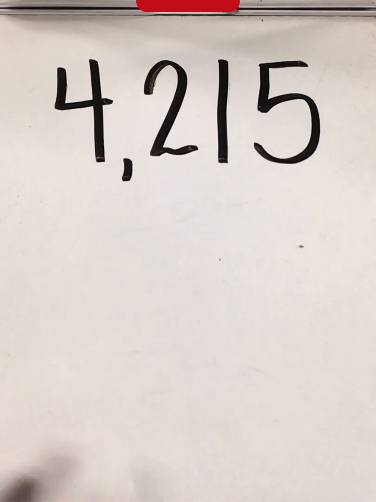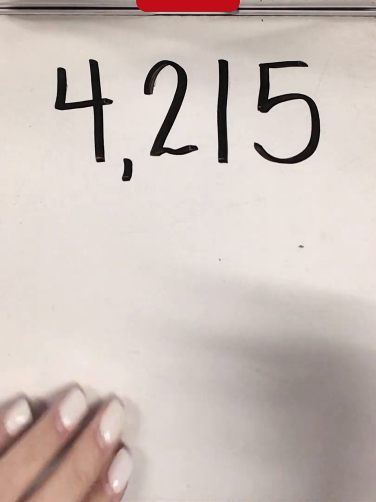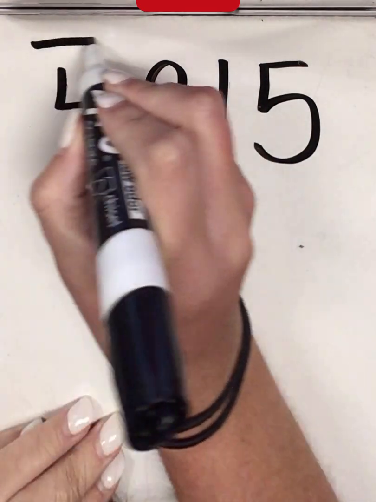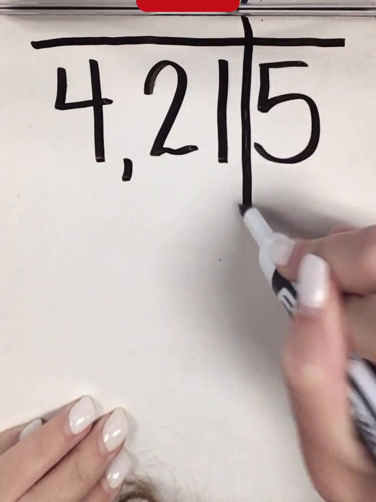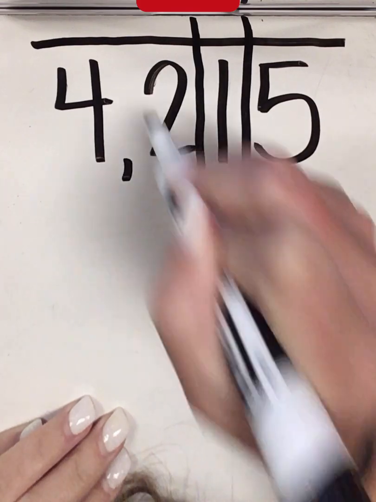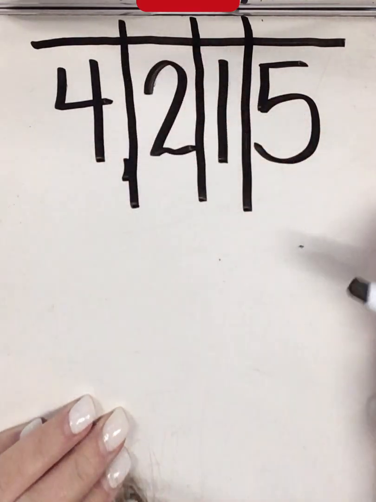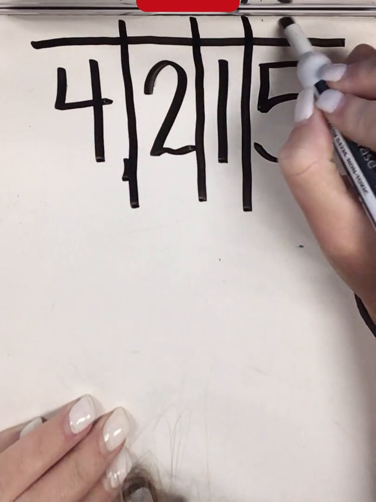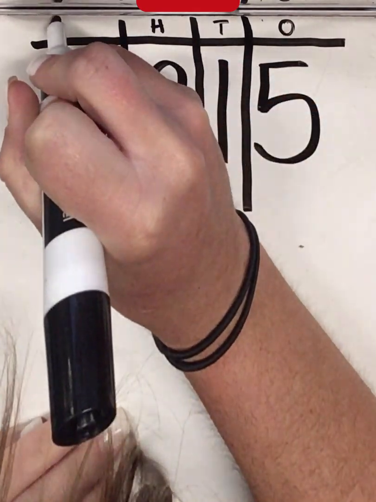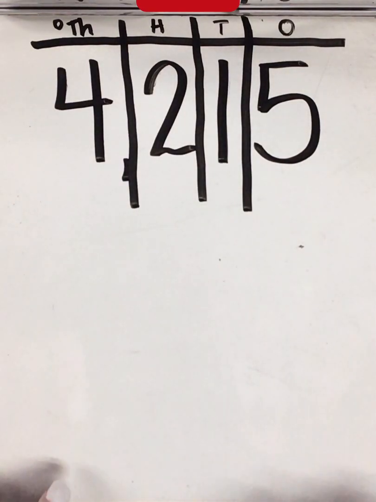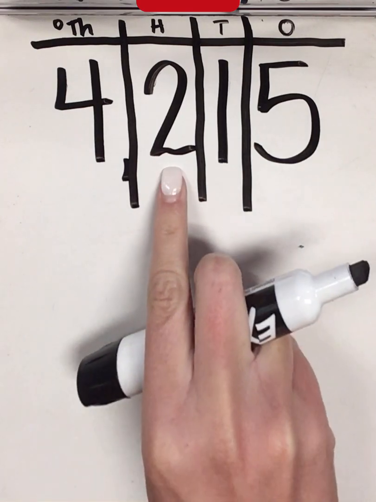The first thing we have to do every time is put it into our place value chart. So that is what I'm going to do right now. Okay, I'm going to draw my walls between my numbers, and then I'm going to label my place value chart. Here I have my ones, my tens, my hundreds, and my 1,000s.